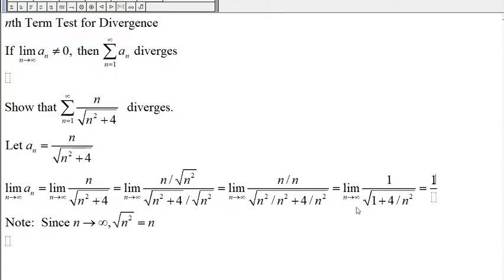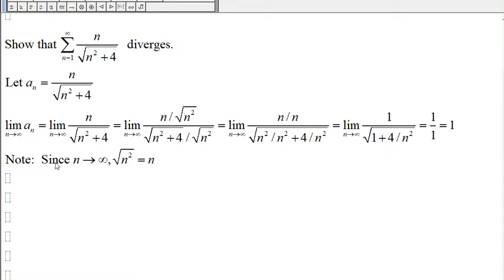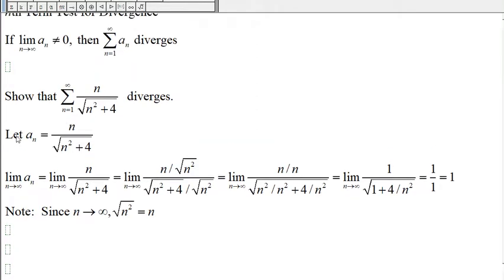So as n approaches infinity, 4 over n squared will approach 0. So we get 1 plus 0, and then the square root of 1 is just 1. So this is equal to 1. And so we have shown that the limit of a sub n is equal to 1 as n approaches infinity.